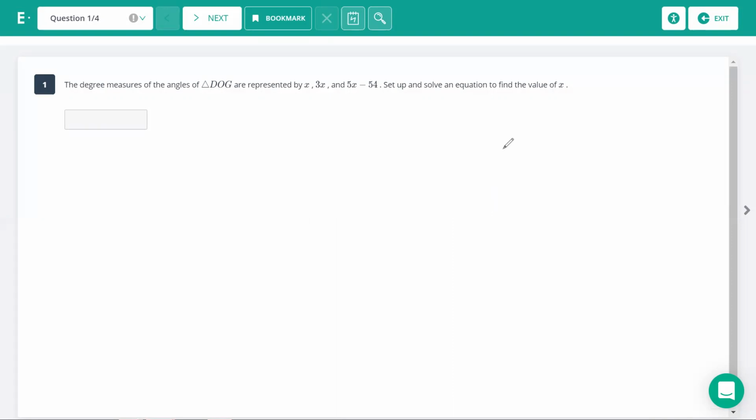So what we're going to start here with is just drawing out my triangle DOG so I can visualize where all of these angles are located. It wasn't really specific in terms of where these angle measures should go. So I'm just going to say this is x, this is my 3x, and this is 5x minus 54. All we're trying to do is find the value for x.